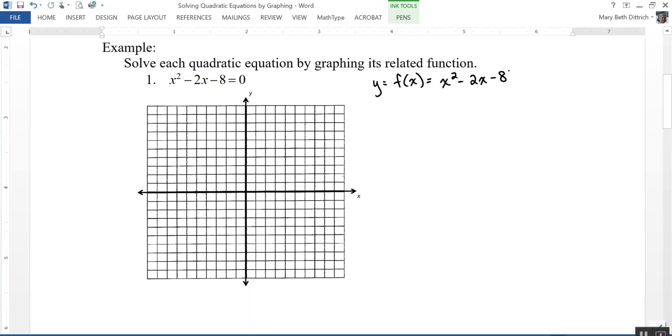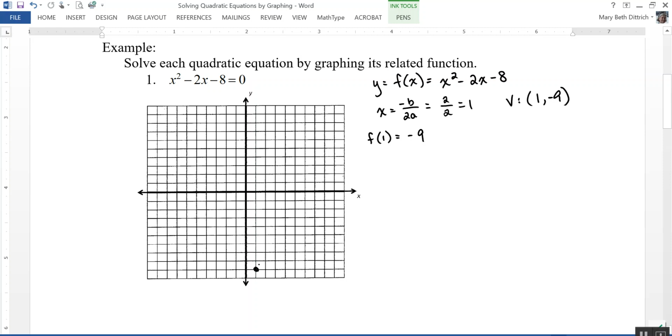So remember, in order to graph a quadratic function, I need to find the coordinates of the vertex, and you'll recall from previous lessons that the x of the vertex is negative b over 2a, or in this case that's going to give me 2 over 2 or 1. So the x of my vertex is equal to 1. And then when I plug in 1 into the function, I will get a value of negative 9. So my vertex is going to be 1, negative 9. So let's go ahead and graph that, 1, negative 9.